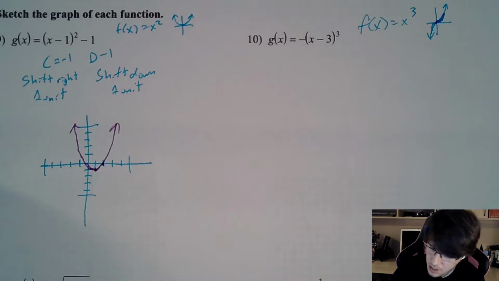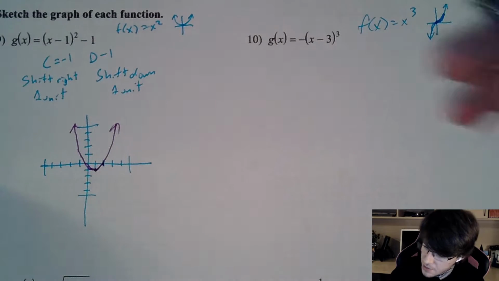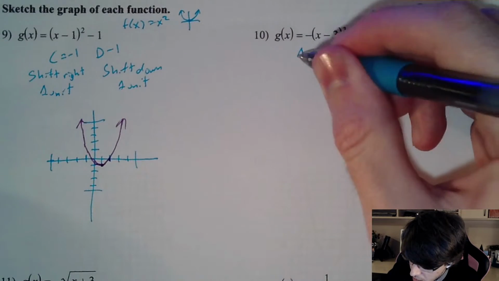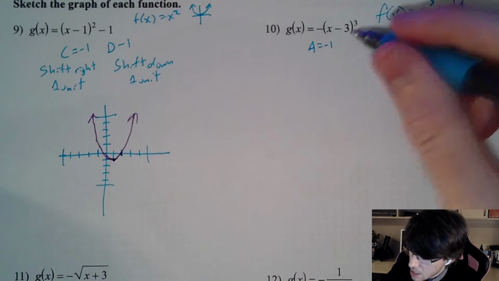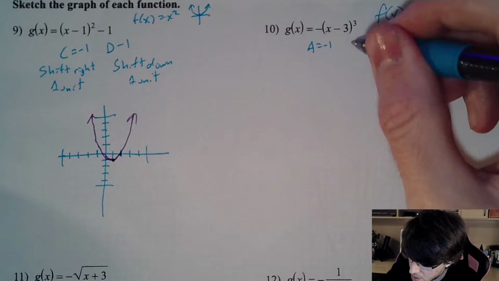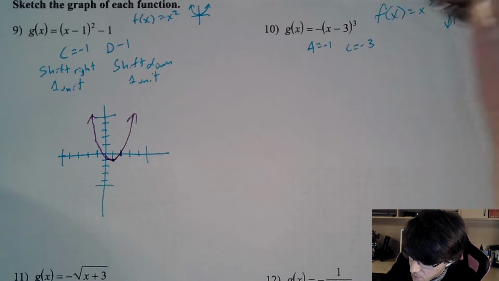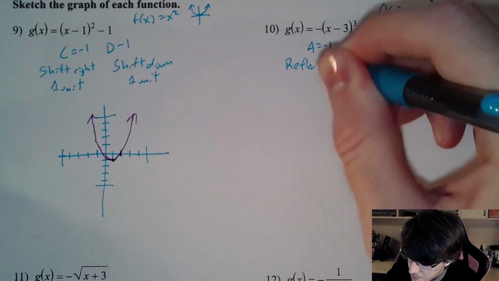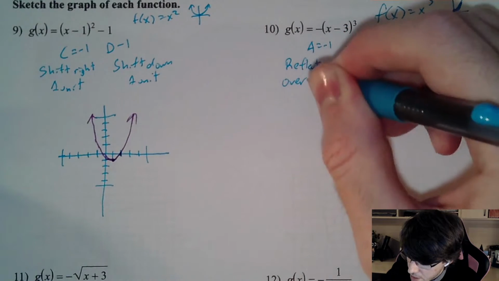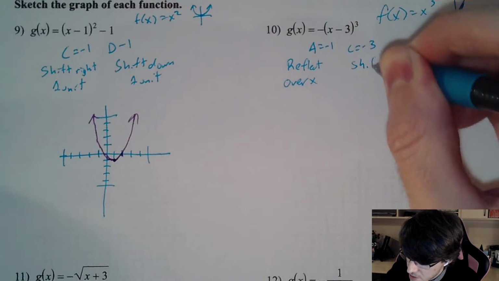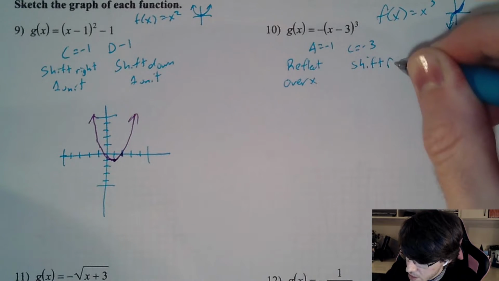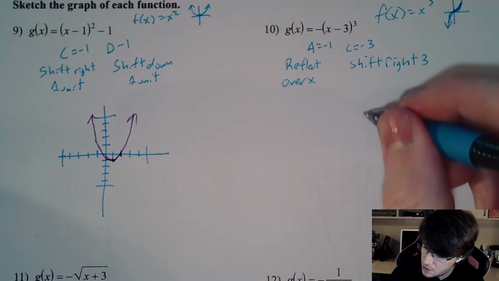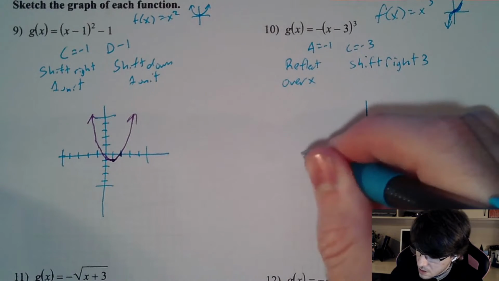But we have to figure out what these letters are. The number out in front is A, so A is -1. And that 3 there, C is -3. The A of -1 means we reflect over the x-axis, and the C means we shift right 3 units.